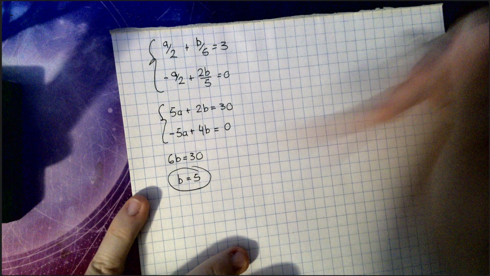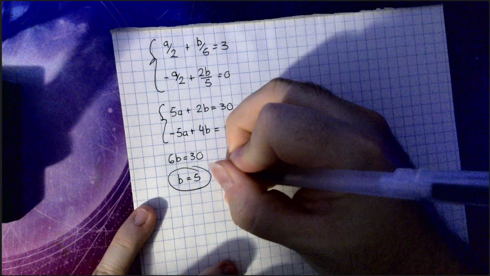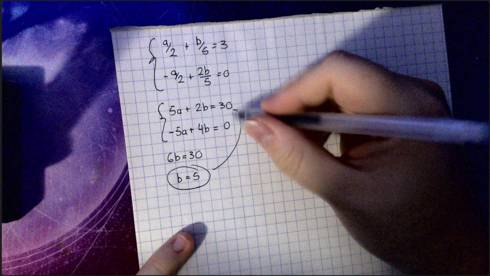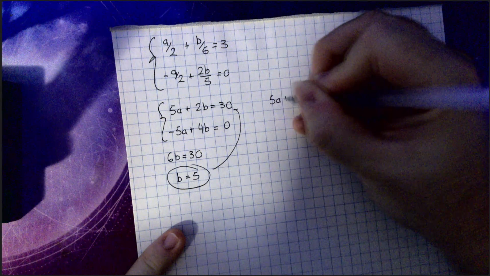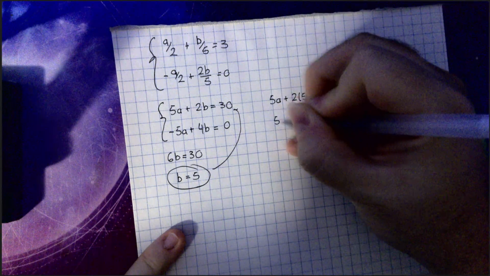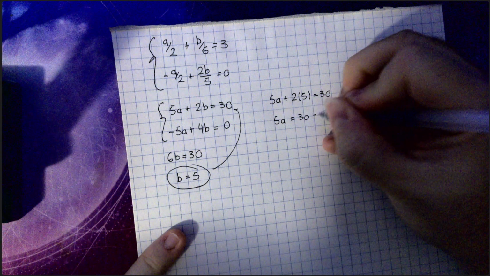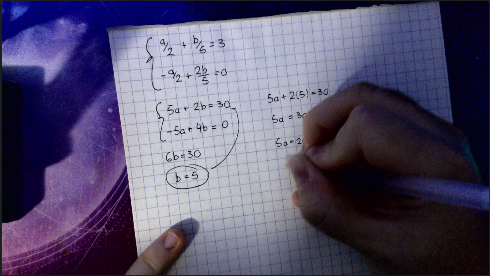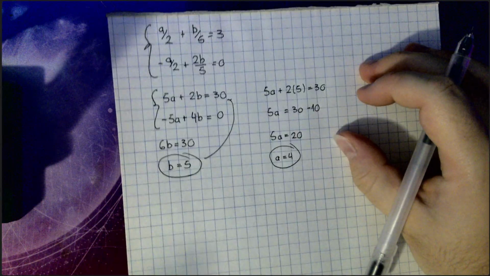And now that I have my value of b, I can solve for my value of a. I'm just going to plug it into my top equation up here, just because they're both positive and I like dealing with positive numbers. But again, you can sub it into either one of these equations. So then I'll end up with 5a plus 2 times 5 equals 30. 5a plus 10 is equal to 30, and then moving this positive 10 over to the other side makes it negative. So I end up with 5a is equal to 20, a is equal to 4. Okay, it took a little bit of work, but we have our answer.